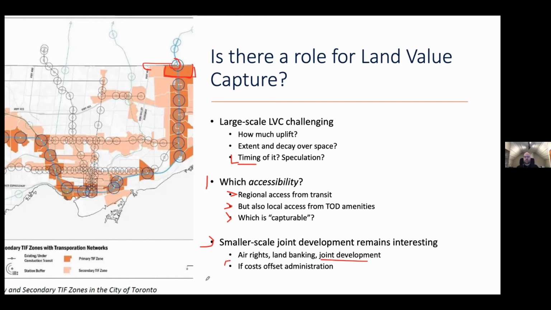So long as that program can scale up to a point where it offsets the costs of administration. This has happened in the past in Washington, where there are not so many opportunities for joint development and not much revenue is being raised, because a lot of that is offset by the staffing costs of having real estate professionals in the transit provider.